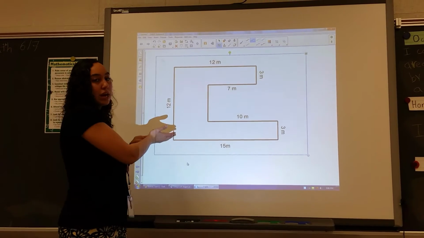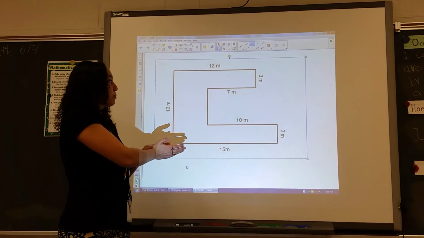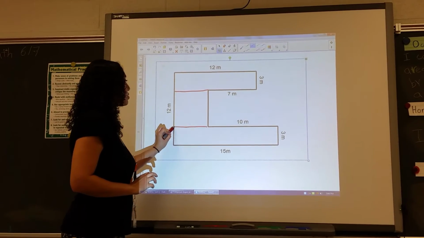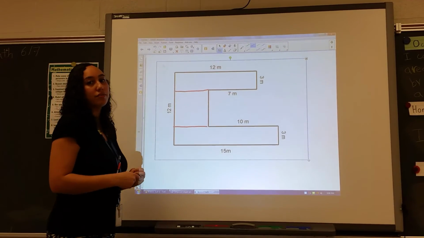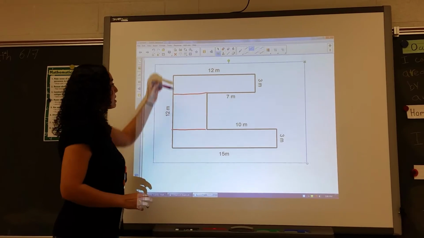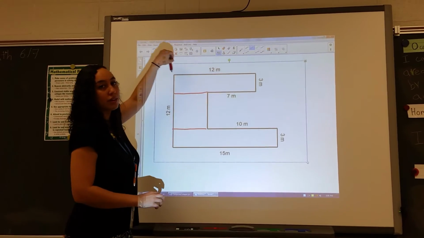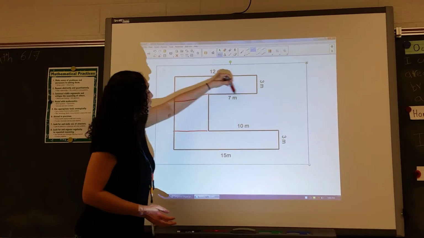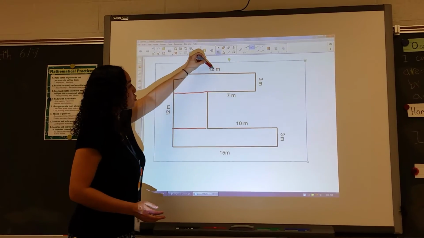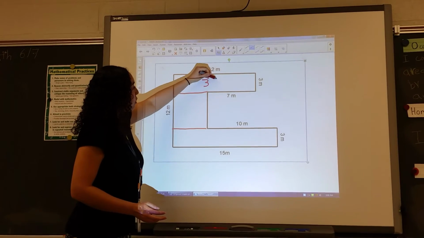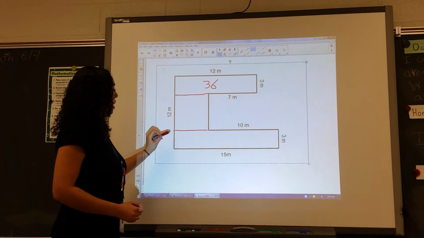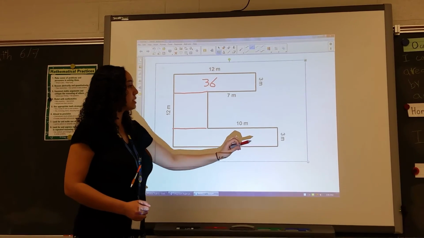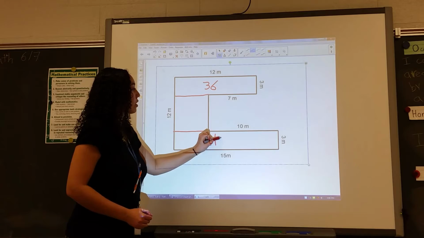Just because I'm breaking it up in a certain way does not mean you have to break it up that way. So I'm going to break it up this way, and then I'm going to find the area of these three. I did that because I already have the length and width of these rectangles, so I didn't have to solve for them. So if I have the length and width of this one, I can do 12 times 3, which gives me 36. I have the length and width of this one, so I can do 15 times 3, which will give me 45.